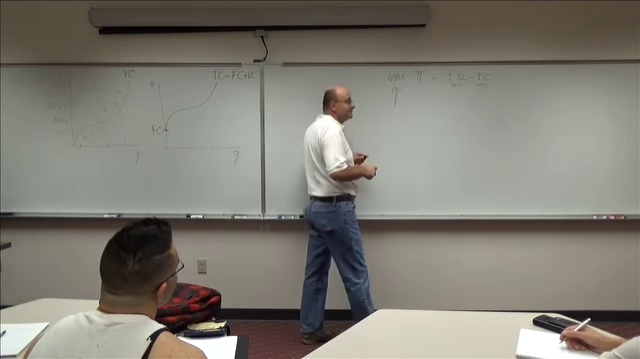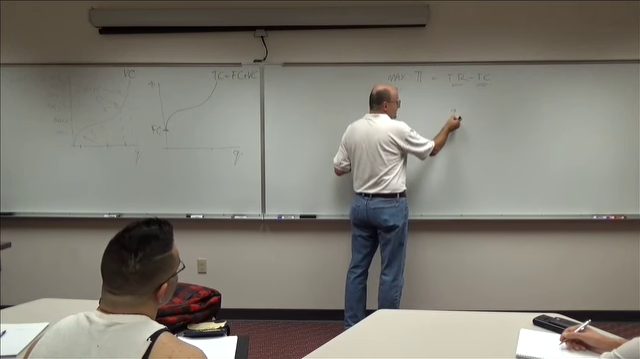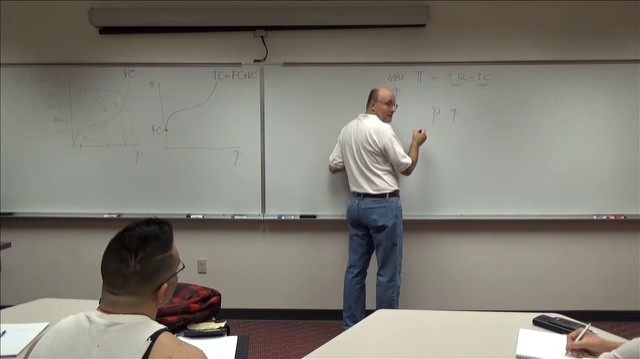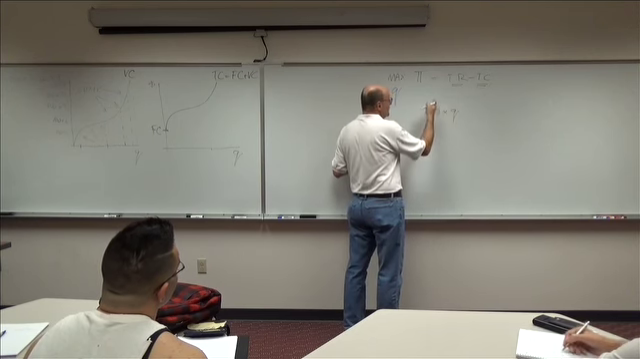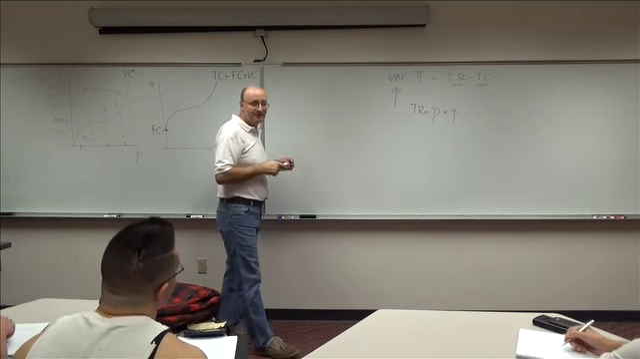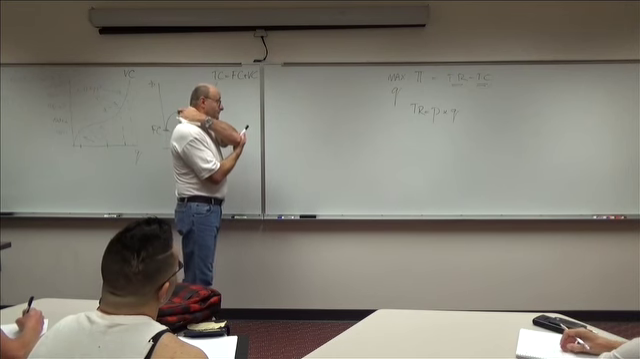What is 50? The quantity of pizzas. And what is 10? Price. The price of each pizza, right? You multiply them and you find total revenue. Does that make sense? Very good. That's your total revenue.